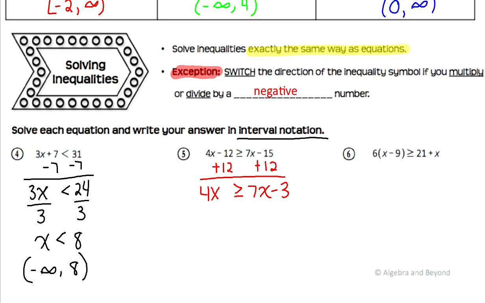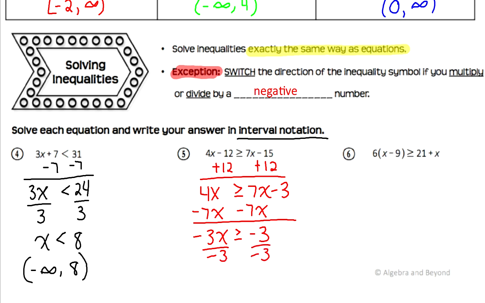Then I'm going to get my x's together on the same side. So I am going to subtract 7x from both sides. That's going to leave me with -3x is greater than or equal to -3. And finally, I'm going to divide both sides by -3.